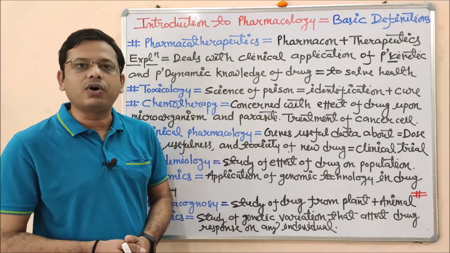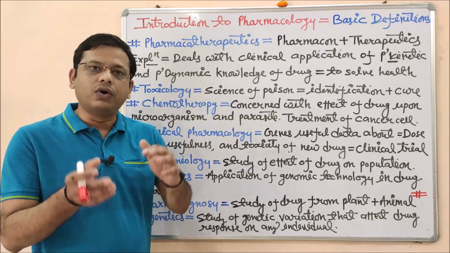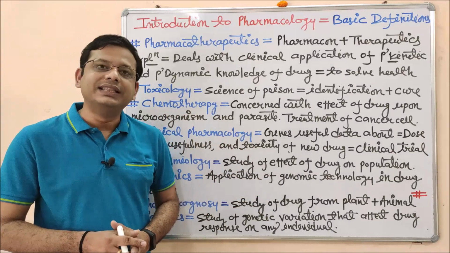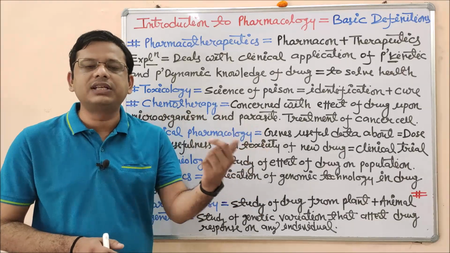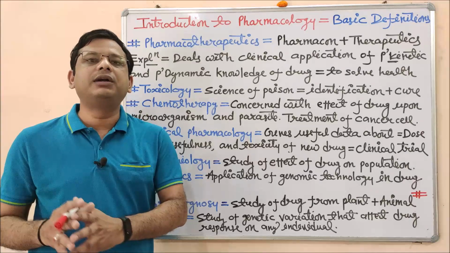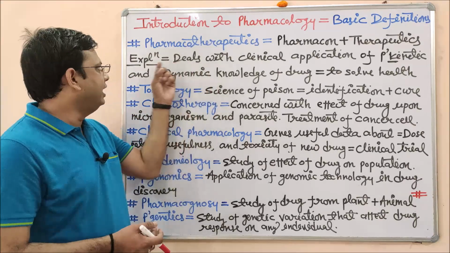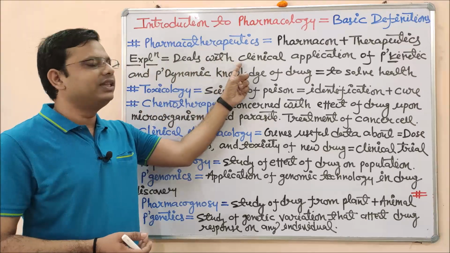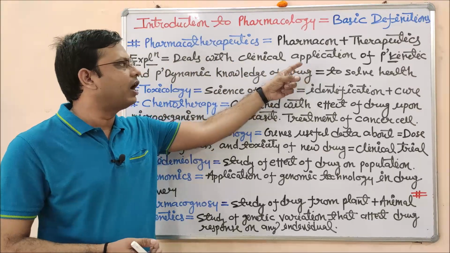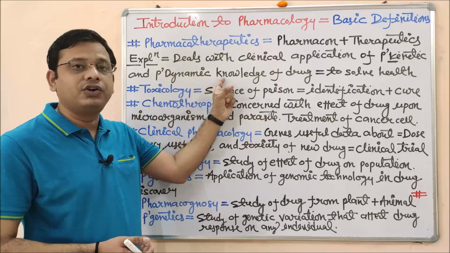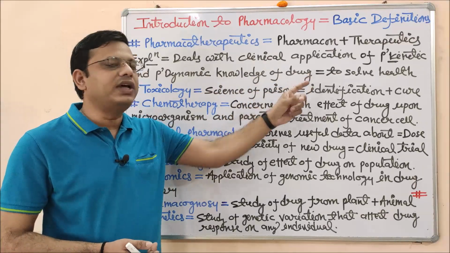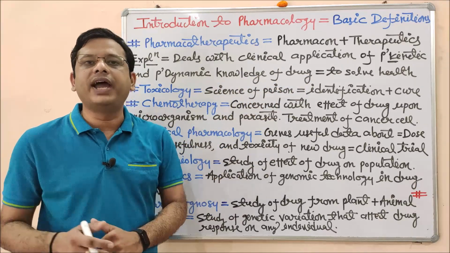So this is the process of application of pharmacology, or we can say the knowledge of pharmacology, that includes pharmacokinetics as well as pharmacodynamics for the betterment of that particular patient, or I can say that person, to make them healthy. Its explanation says it deals with the clinical application of pharmacokinetic and pharmacodynamic knowledge of any drug so that we can solve the health issue of any problem.